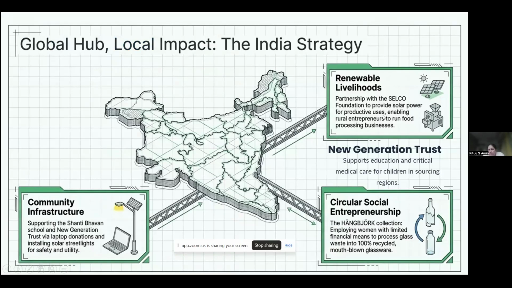for productive uses. And this particular part, I have not really researched it further, but it says a Hangbrock collection employing women with limited financial means to process glass waste into 100% recycled mouth-blown glassware. So these are some of the things they are doing in India.